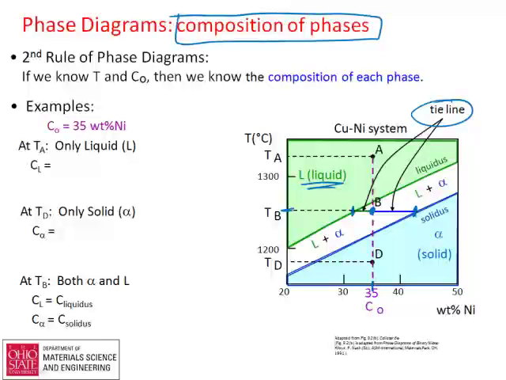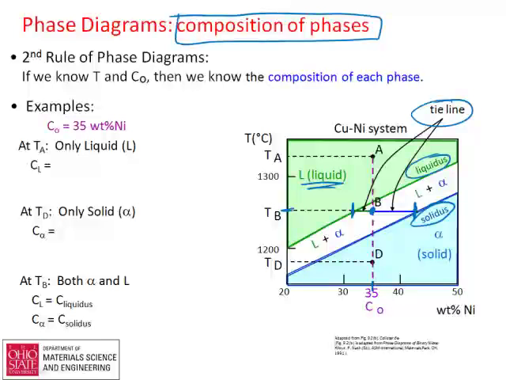So to add a little bit more vocabulary yet, this tie line is a constant temperature line that ties together this thing we call the liquidus, which is the solubility limit in the liquid, and the solidus, which is the solubility limit in the solid. So what you have is this composition of liquid in equilibrium with that composition of solid.